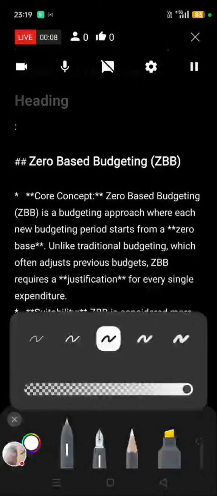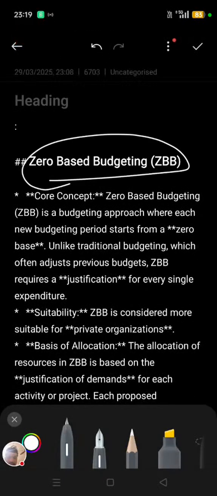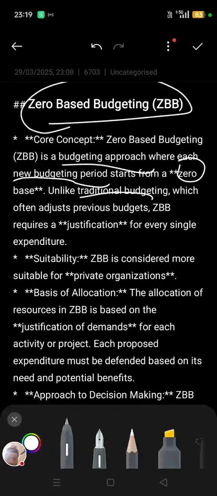We have about zero based budgeting. So, zero based budgeting is a budget approach where each new budgeting period starts from zero. Unlike traditional budgeting, which often adjusts previous budgets, zero based budgeting requires a justification for every single expenditure.